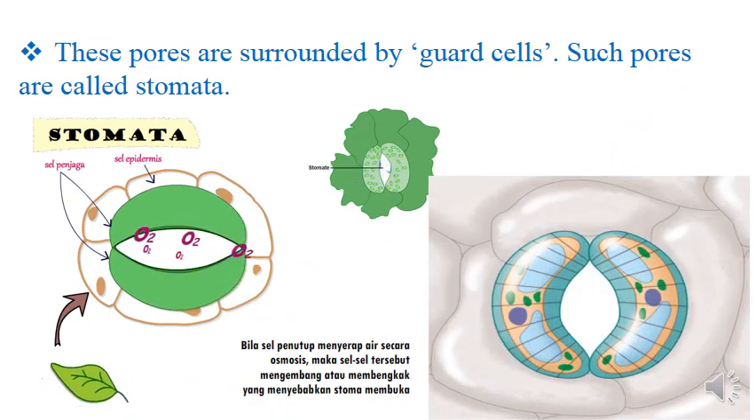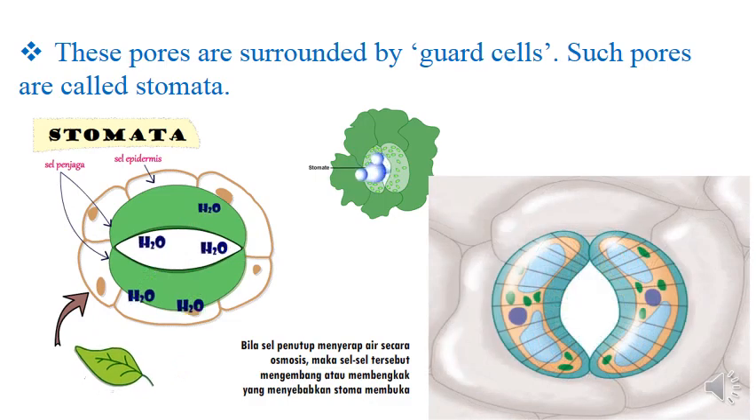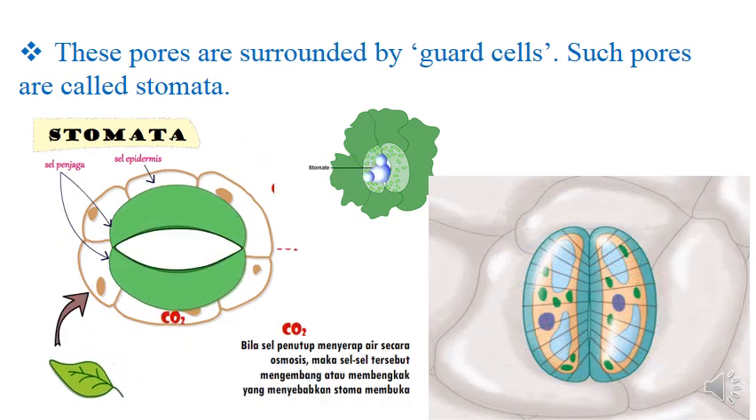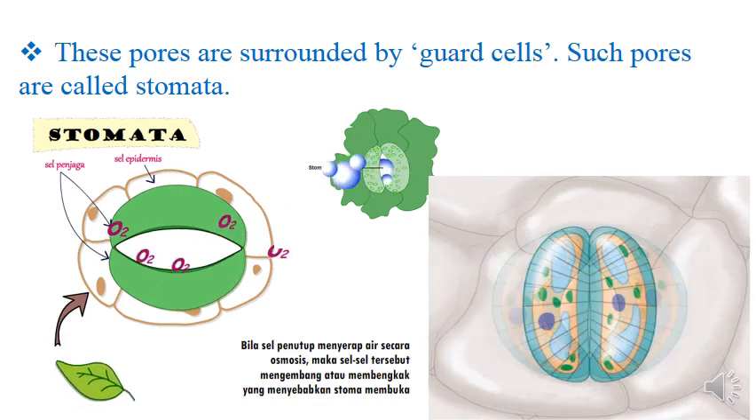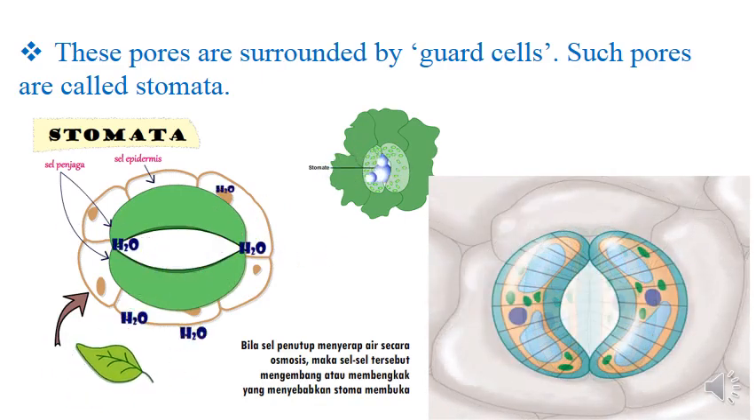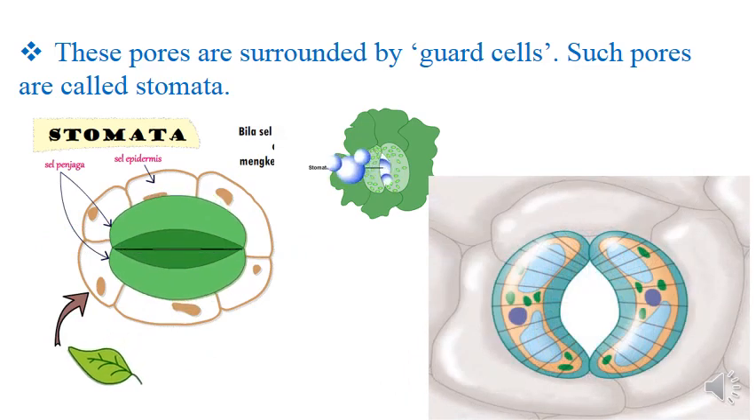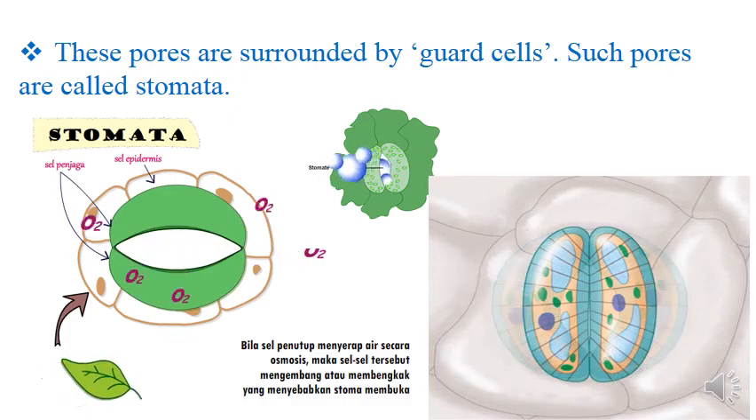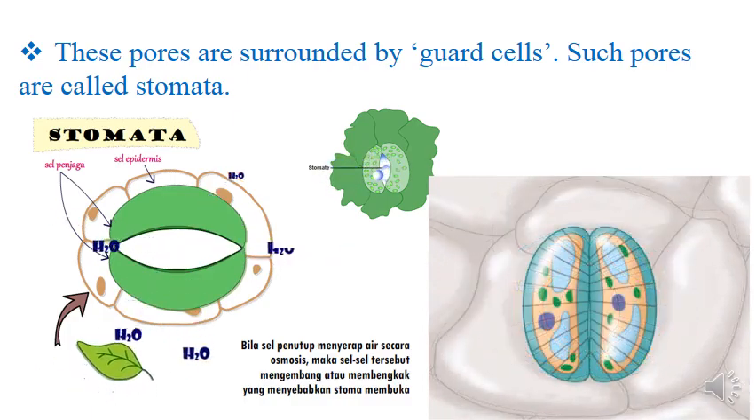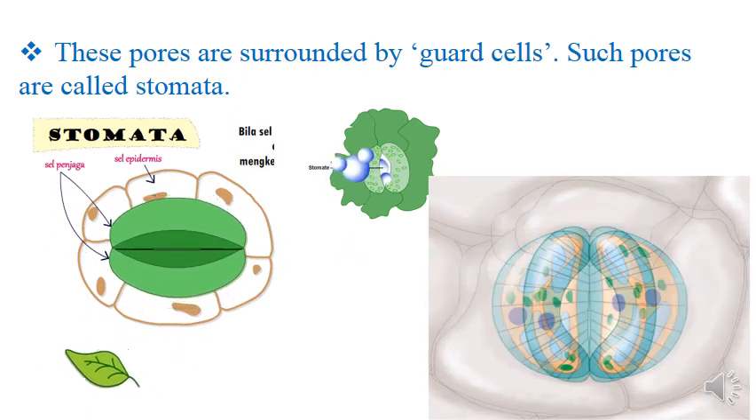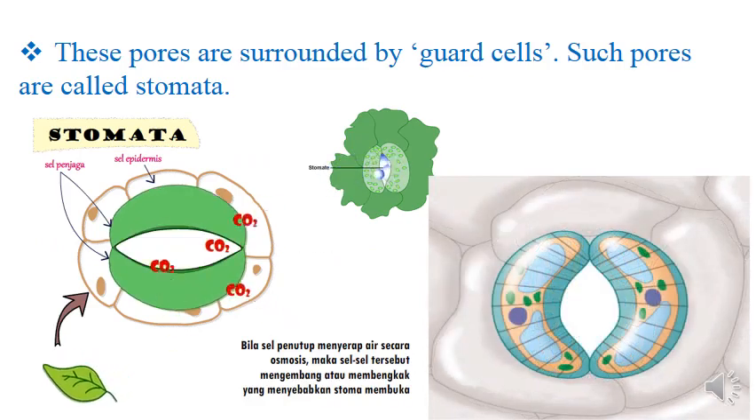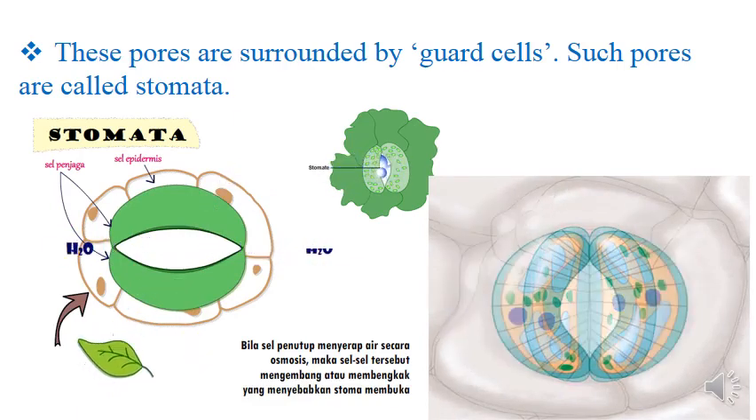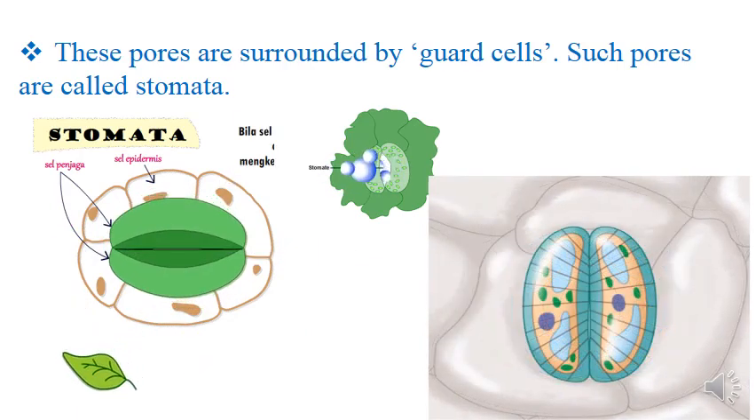These pores are surrounded by guard cells. Such pores are called stomata. You can see this is the structure of a stomata. Stomata open and close. They work continuously, taking carbon dioxide inside from the atmosphere and sending out oxygen and water from the leaf. See, CO2 is going inside and O2, H2O is coming out of the stomata.